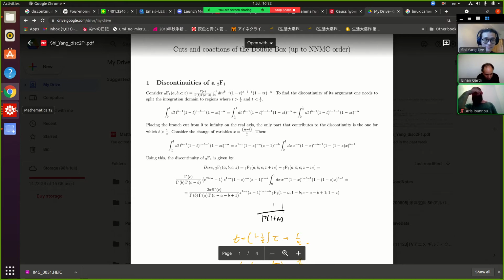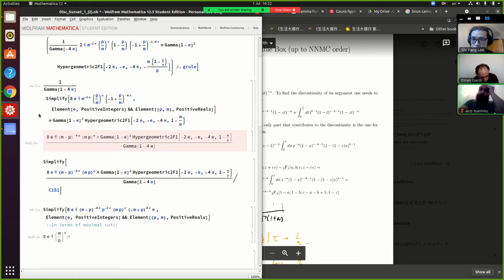So yeah, you have a discontinuity of a 2F1 ABC of z, and you have a formula that is written by some other factors multiplying another 2F1 of 1 minus z, times 2 pi I. Okay, let's go back to what you wanted.